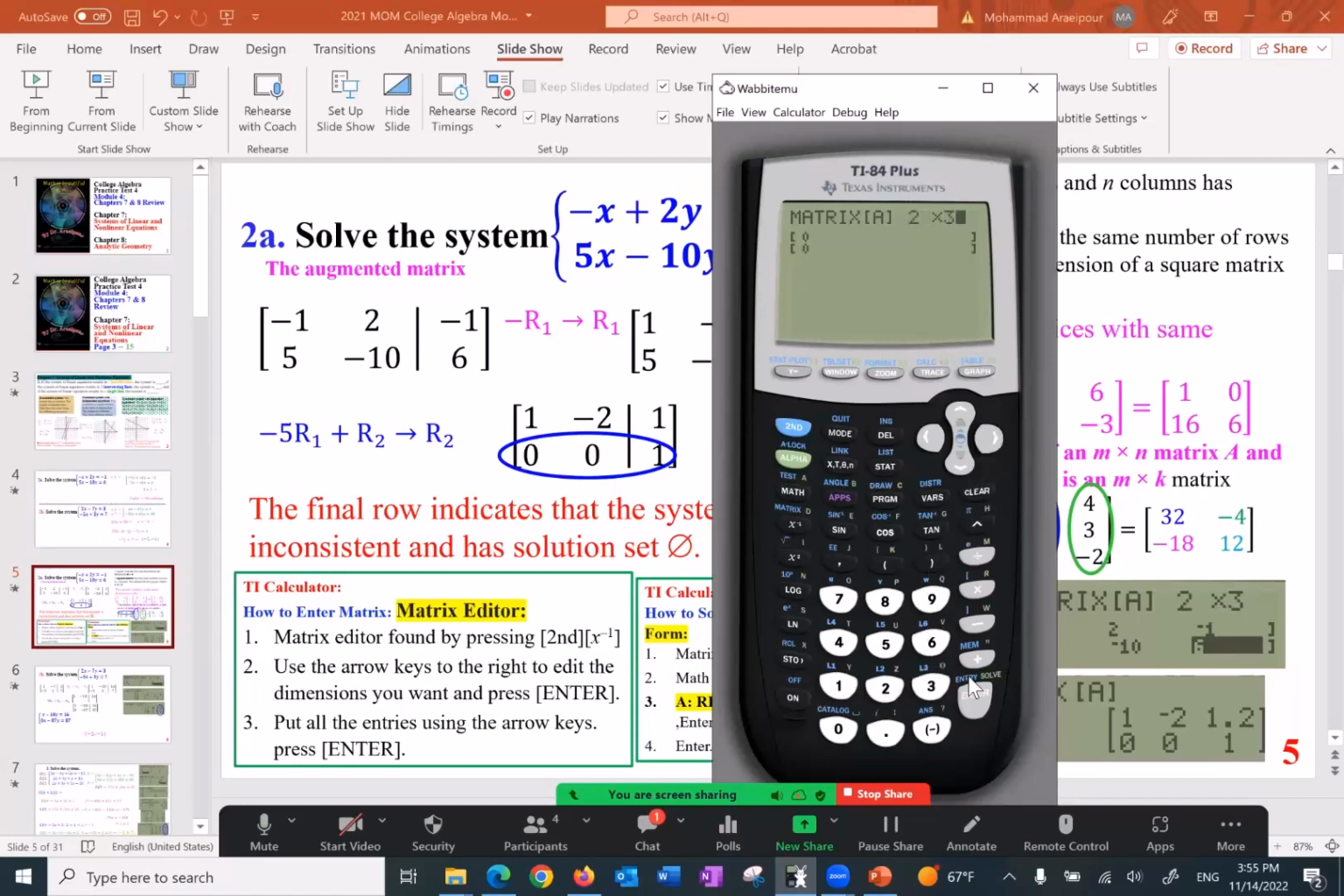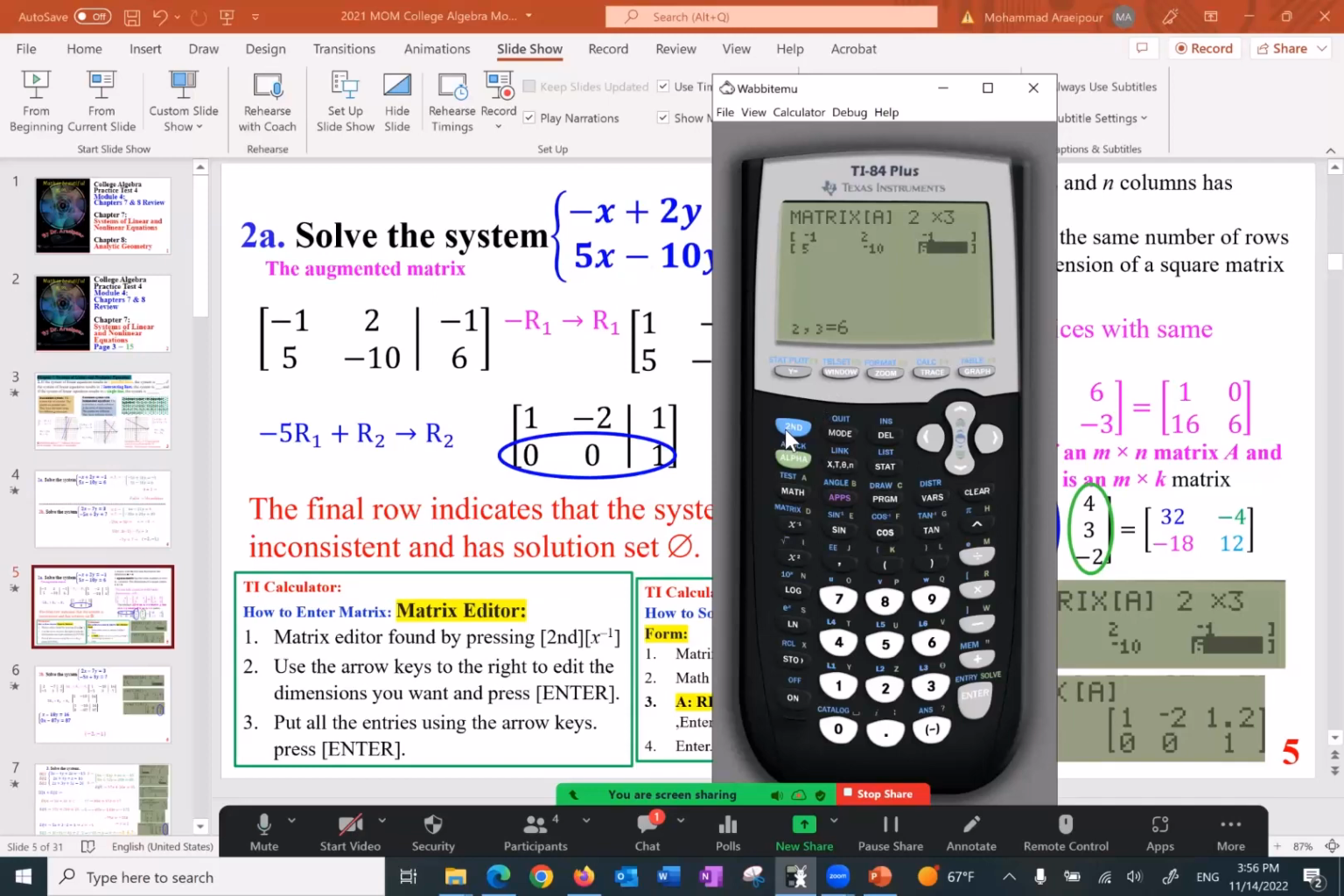by 3. And just for the sake of argument, the first entry you can put -1. The second one is 2. The last one is -1. We move on to the second row, 5. Next one, -10. And the last one is 6. So this is the augmented matrix that we had. So you have to press enter.